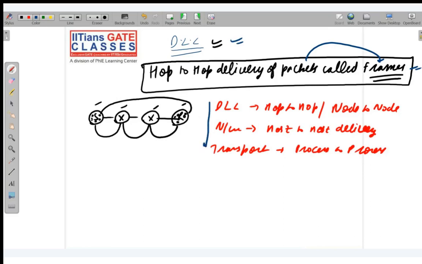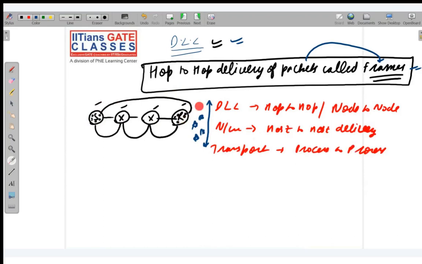I have mentioned in the previous class also, and again I'm mentioning, this is a very, very important point, so you can make some stars over it. What is the point? Data link layer, hop to hop or node to node. Network layer is from host to host, transport layer is from process to process. From hop to hop, like from sender to this node, from this node to this node, that is done by the data link layer. Then the network layer is responsible for host to host delivery, like from this sender to this receiver computer. We want to deliver the packet, for that we have the network layer. And transport layer is from process to process.